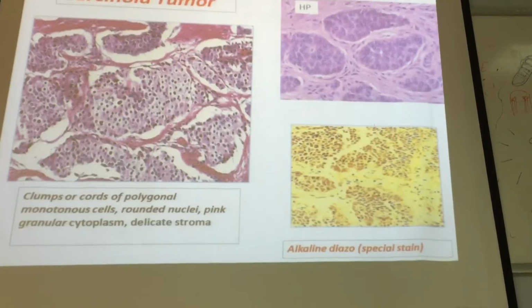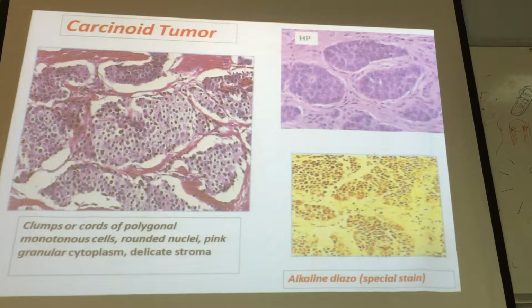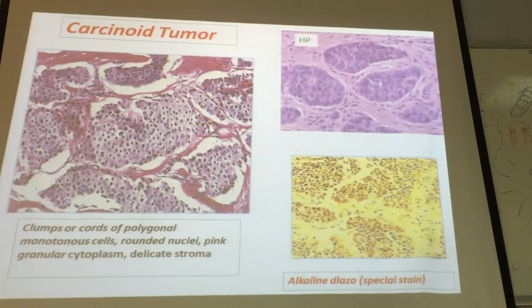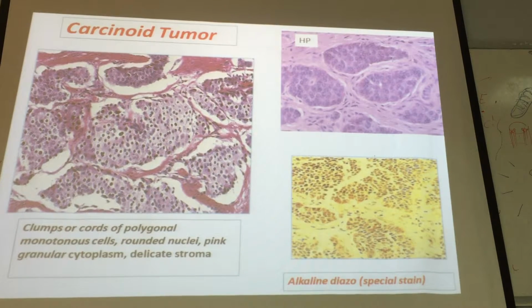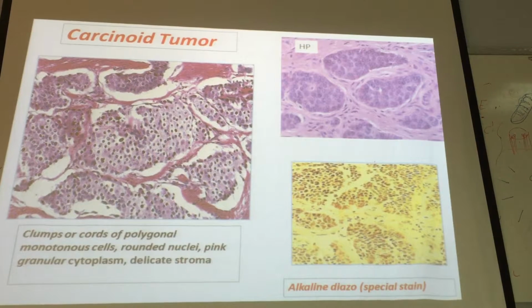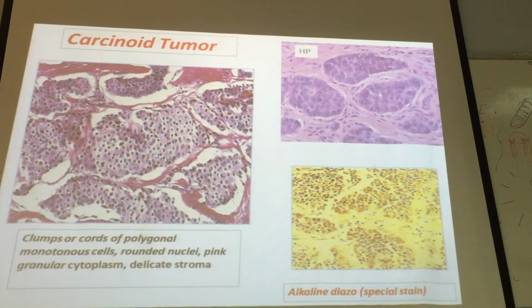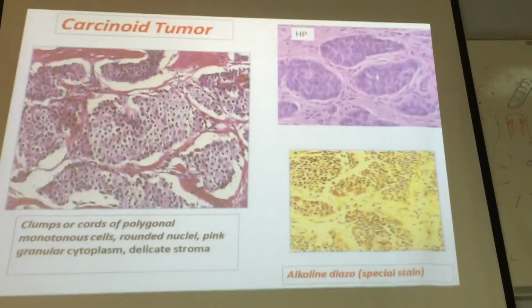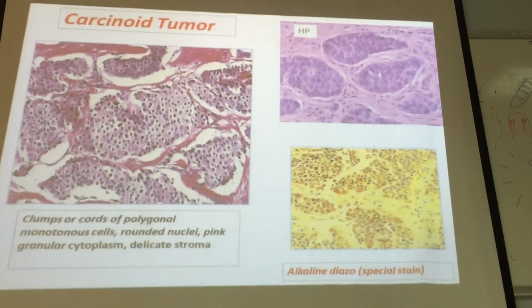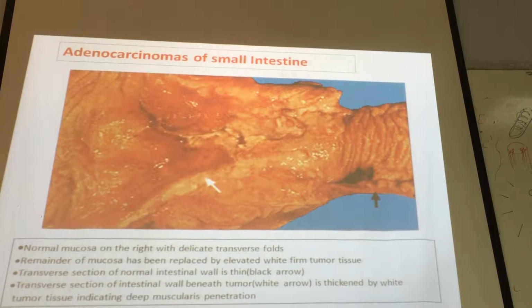This is very important. Carcinoid, special stain is alkaline diazo. Markers are chromogranin A, NSE, and synaptophysin. And electron microscopy is dense core granules. Not only here, but you can find these questions in the USMLE and other competitive exams. So this finishes the carcinoid tumor.